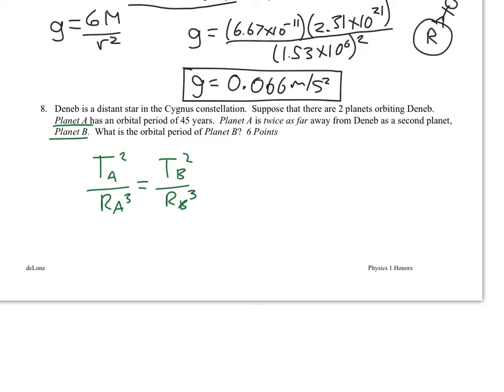So we know that planet A has an orbital period of 45 years, so I'm going to put in 45 for TA. It does need to be squared. We don't have to convert here because with this equation, as long as we're consistent with our units, it doesn't actually matter what those units are. We don't know the period for B, so I'm going to leave that as TB. What we do know, though, is we do know something about the radius of orbit. Now, we don't know the exact numbers, but we are told that planet A is twice as far away as planet B. So for planet B, I'm just going to say the radius is R, and for planet A, I'm going to say it's 2R.